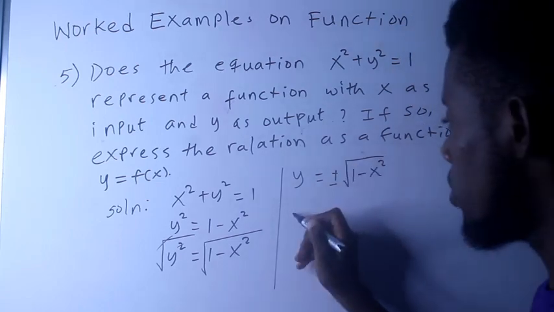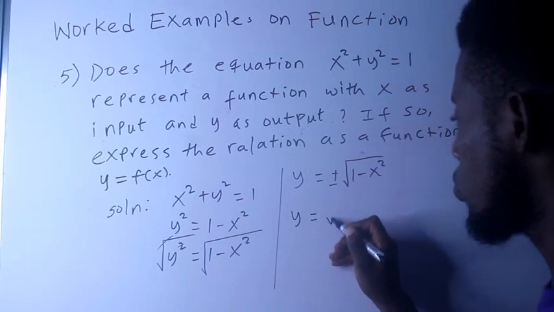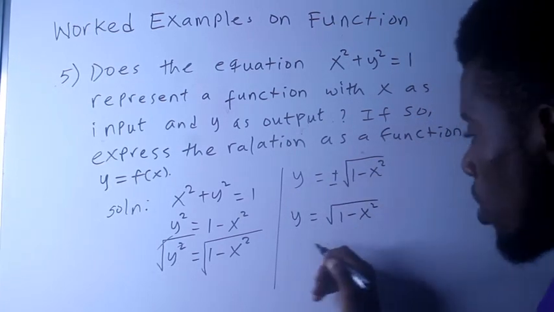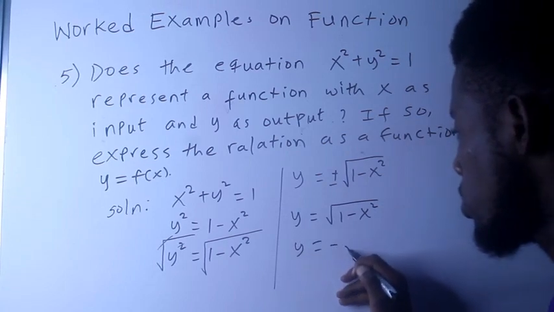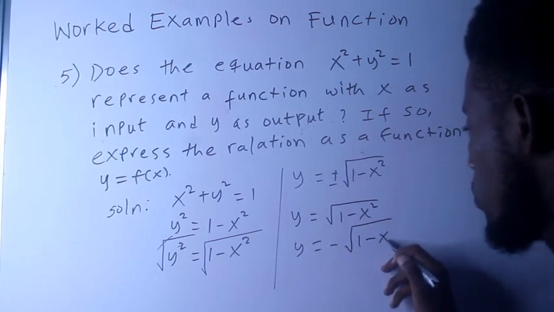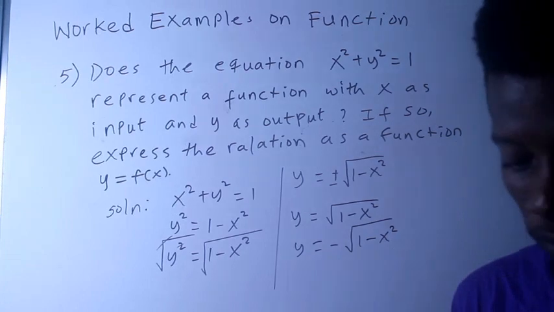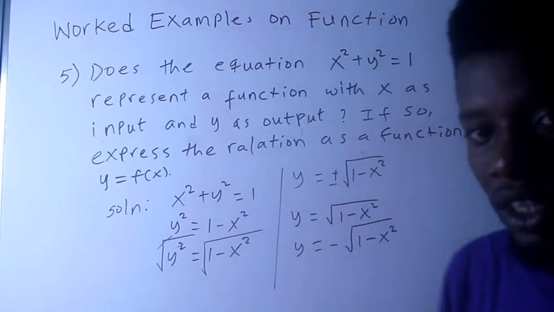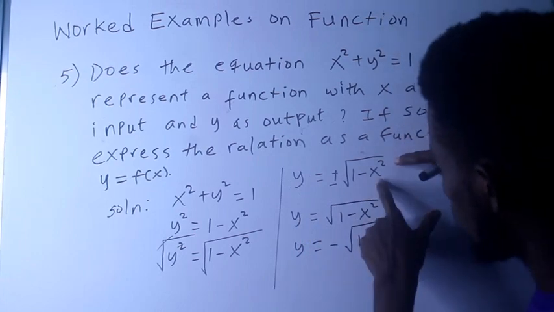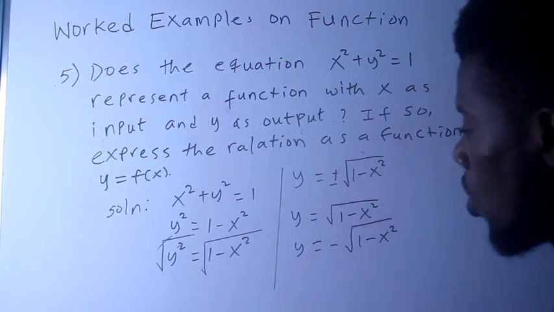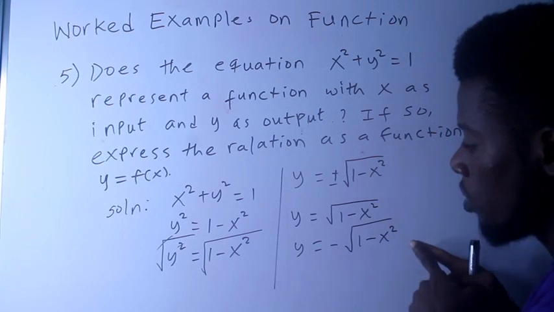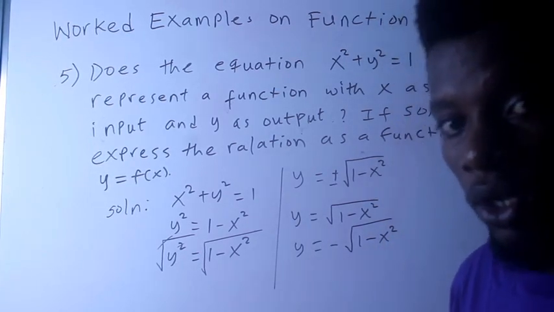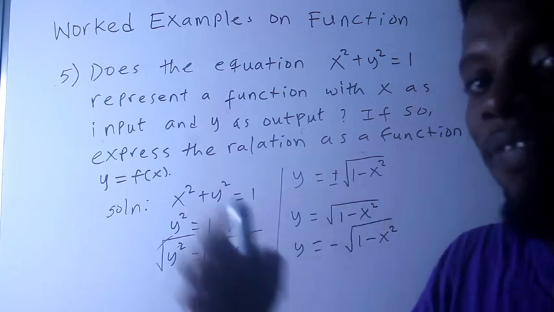Since we have plus or minus, it means y is equal to the square root of 1 minus x squared is one of the functions, and y is equal to minus the square root of 1 minus x squared is another function. That means if we replace x with 3, for example, we have two different values. We have a positive value and we also have a negative value. So for a single x, example 3, you have two different values of y.